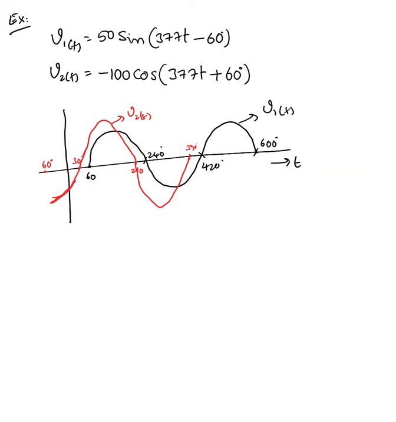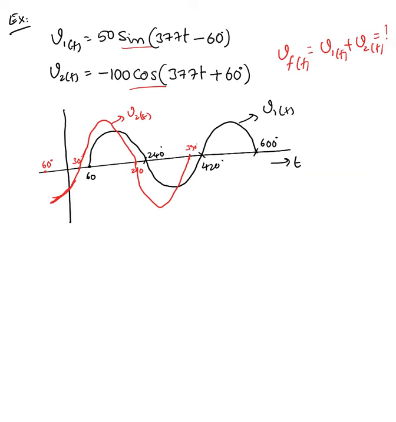Here is the first example in AC circuits. So here we are adding two waveforms. One is V1 of t, a sinusoidal waveform, and V2 of t is a cosinusoidal waveform. How do we add these two waveforms? The question is asking what V final of t equals, which is V1 of t plus V2 of t.